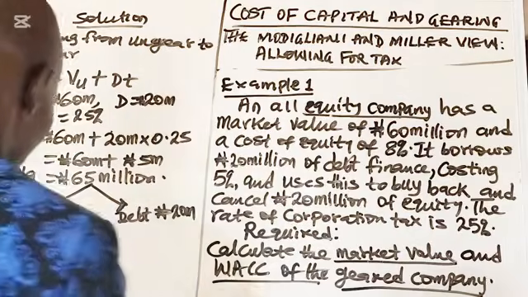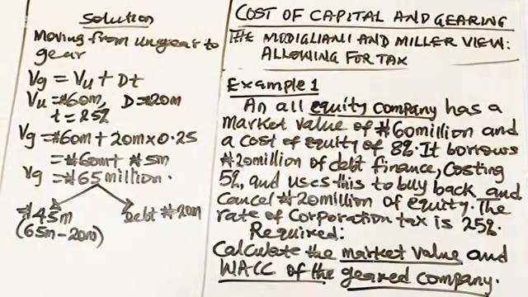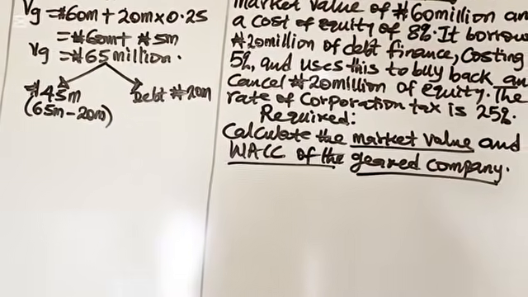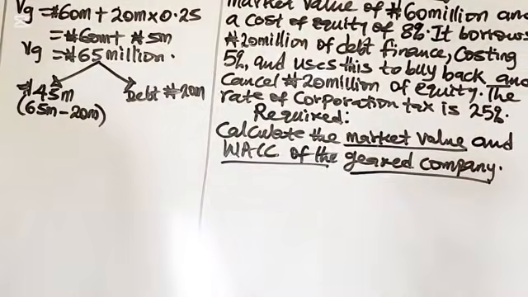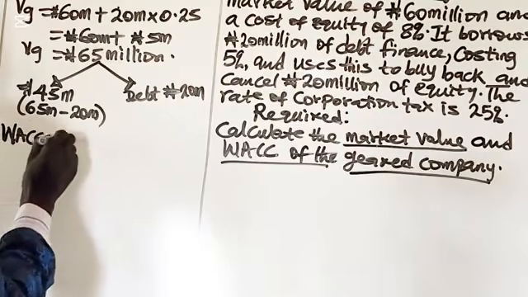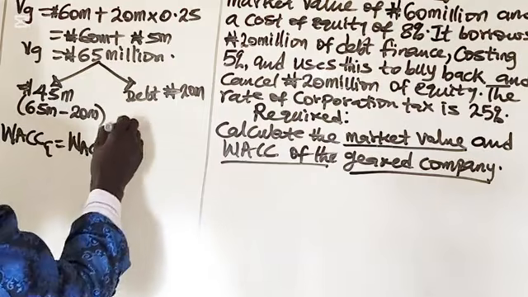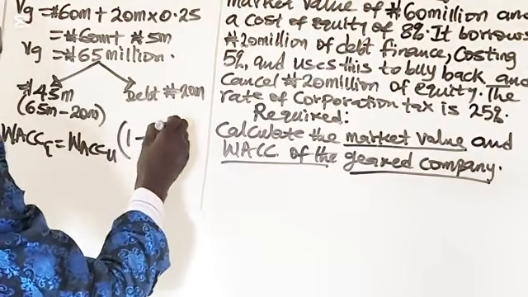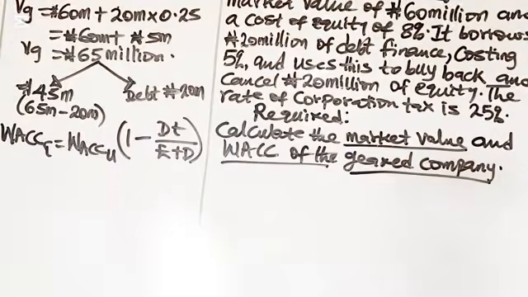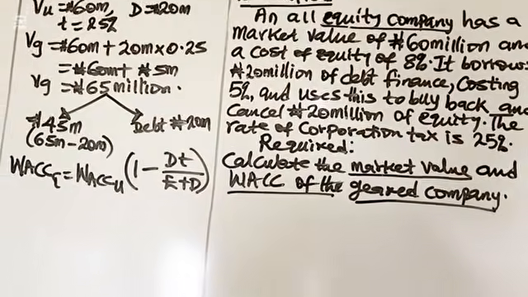Then the next thing is WACC. So we want to calculate the WACC of the geared company. And I've given you the formula for calculating the WACC of a geared company. I said WACC of a geared company equals WACC of an ungeared company times 1 minus DT over E plus D. So this is the formula for calculating the WACC of a geared company.